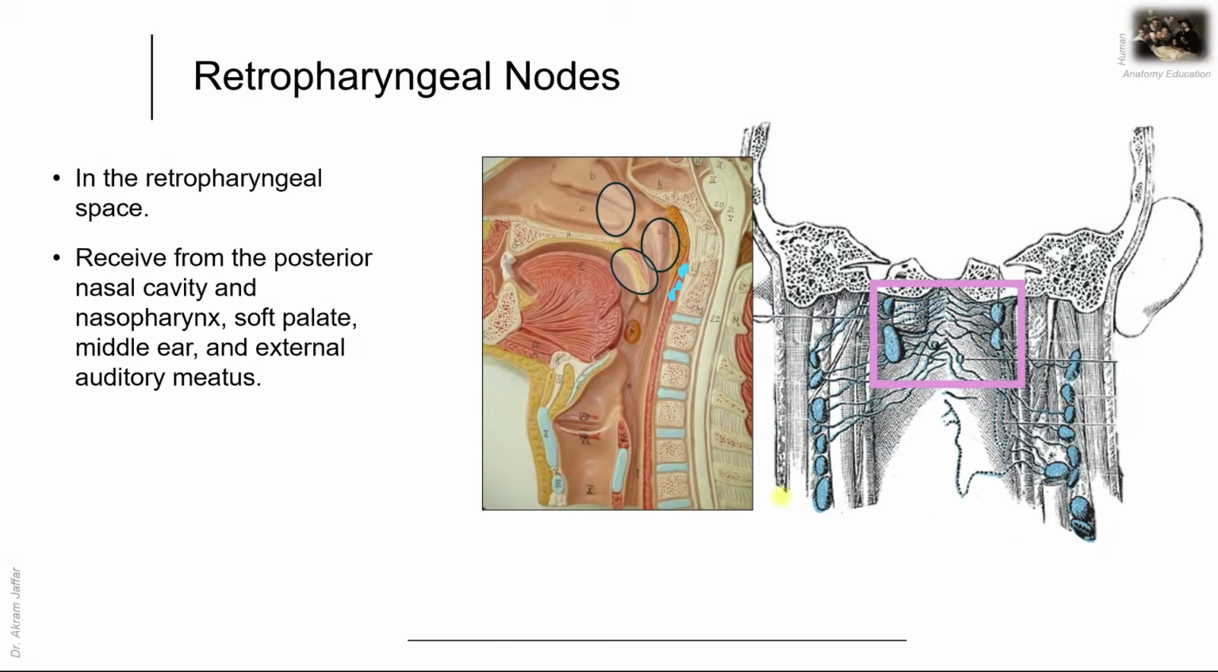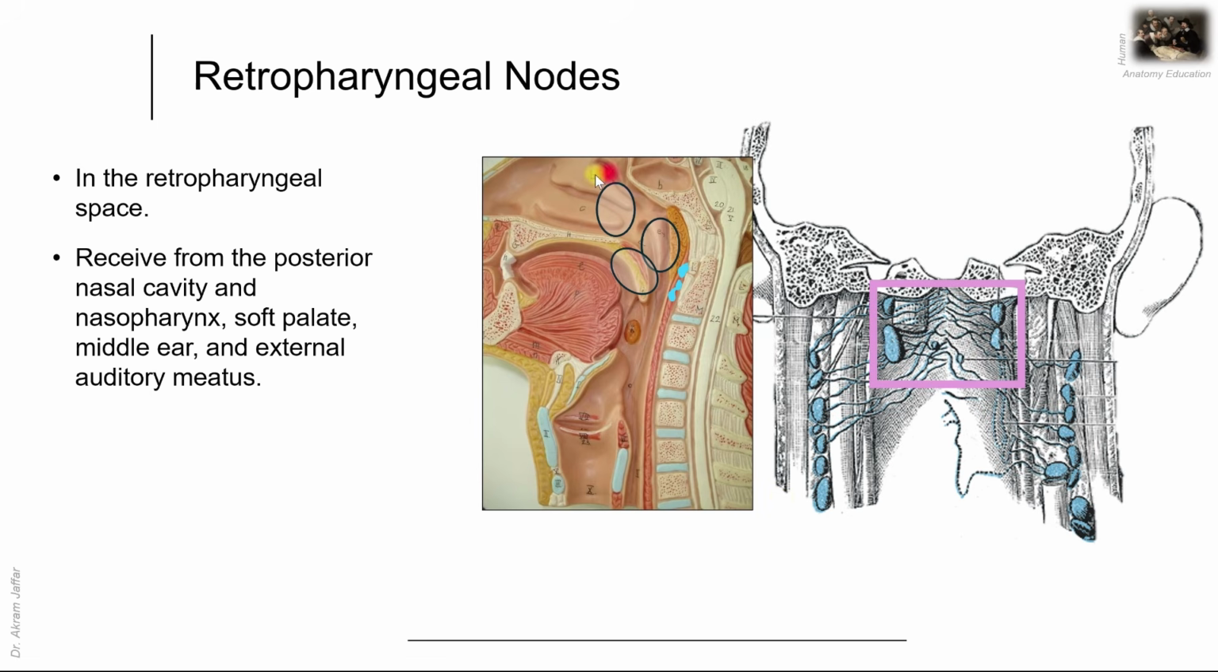So the retropharyngeal nodes lie within the retropharyngeal space, which is between the posterior wall of the pharynx and the prevertebral fascia. Involvement of these retropharyngeal nodes might result in the spread of infection down to the superior and posterior mediastinum due to the fascial relations in this region.